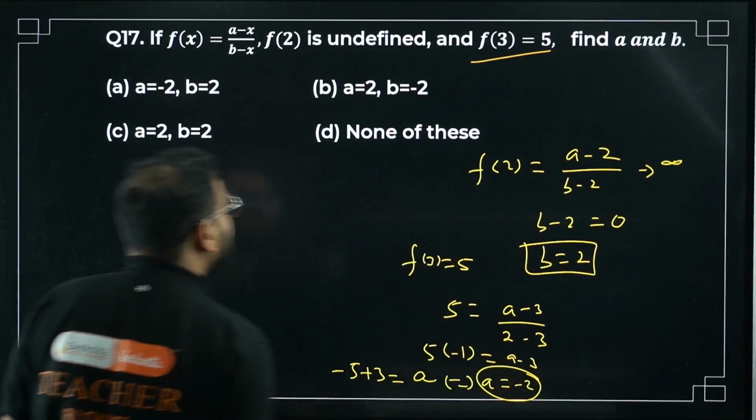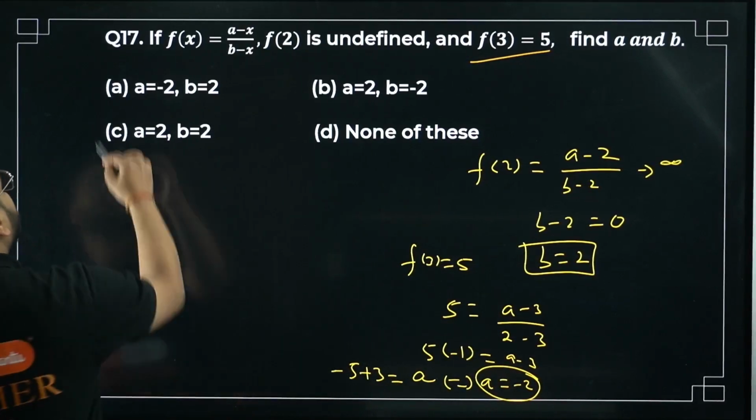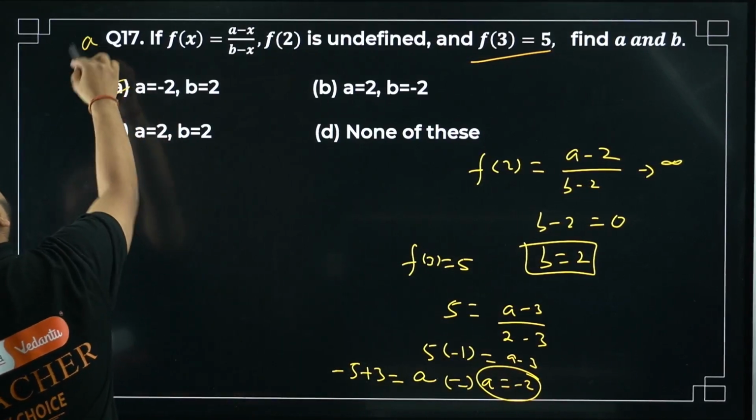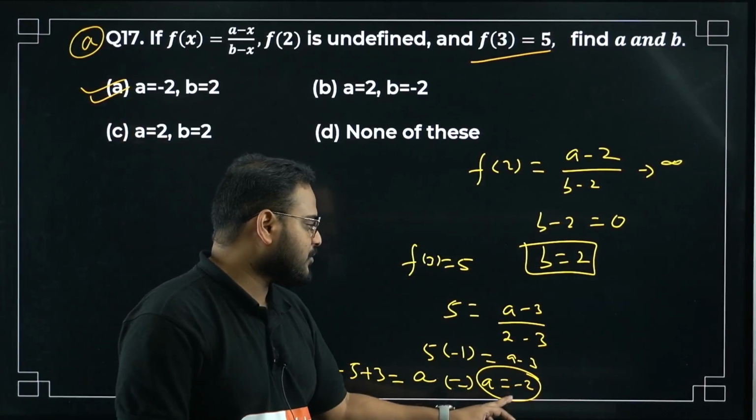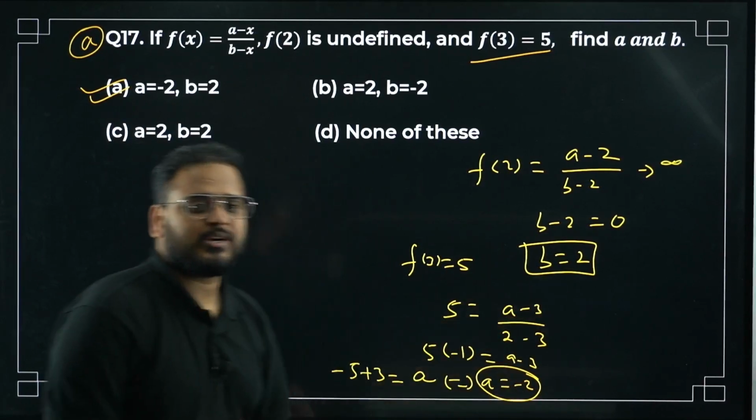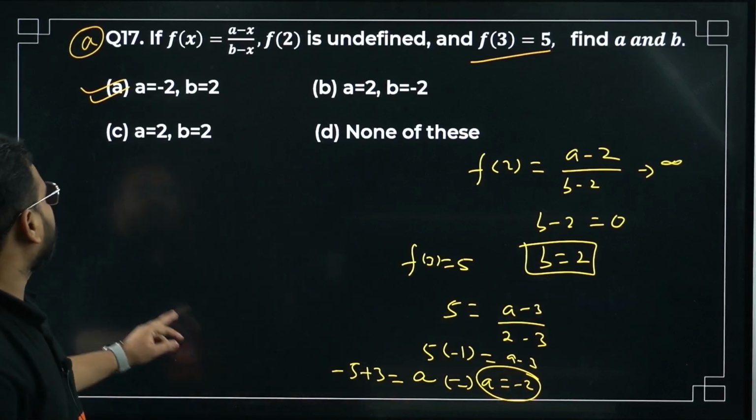So a is minus 2, b is 2. Option A is correct. Please check: minus 5 plus 3 is minus 2, so a is minus 2 and b is 2. For the 17th question, option A is correct.